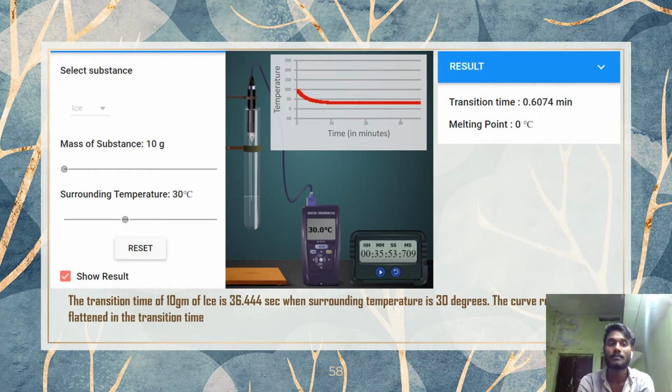Keeping constant mass 10 grams and changing the temperature to 30 degrees centigrade, when we run the experiment, we got transition time 0.6074 minutes and melting point 0 degrees centigrade. The transition time of 10 grams of ice is 36.444 seconds. When the surrounding temperature is 30 degrees, the curve remains flattened in the transition time.